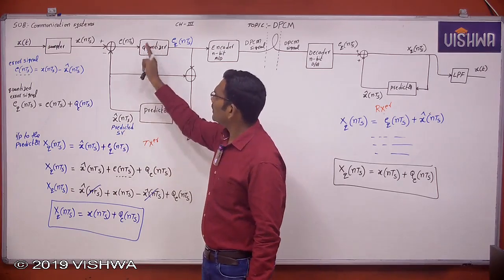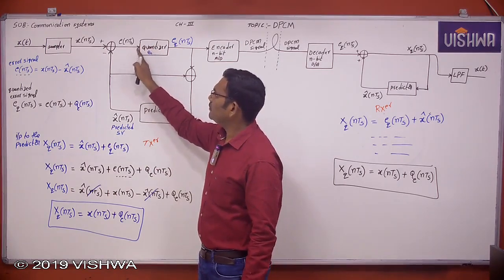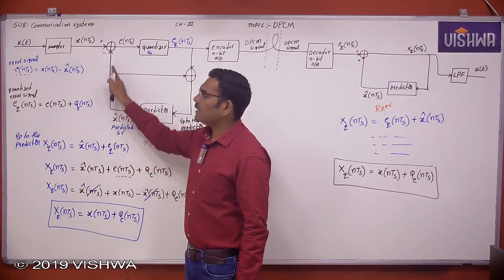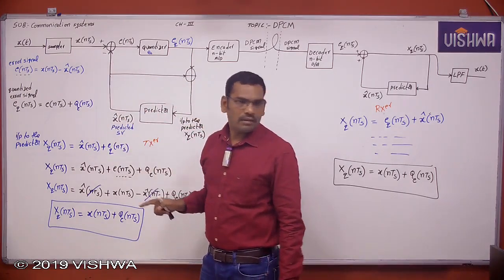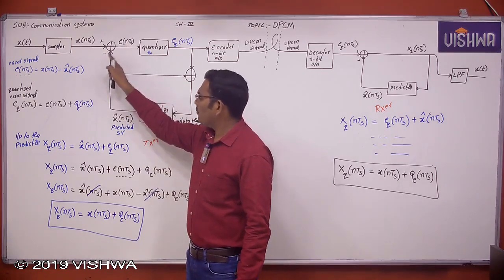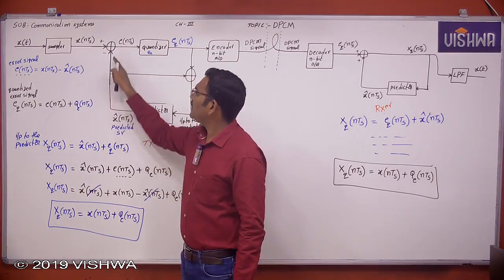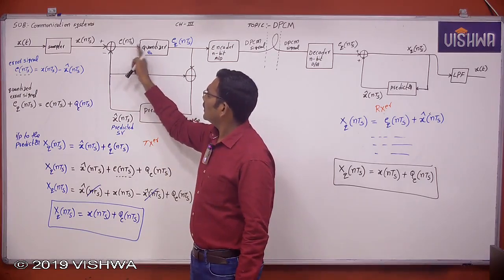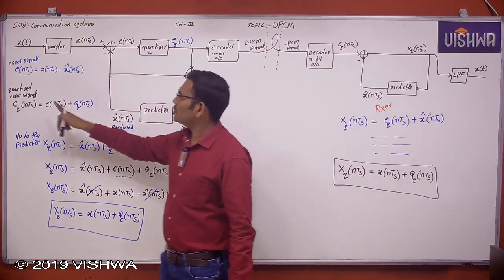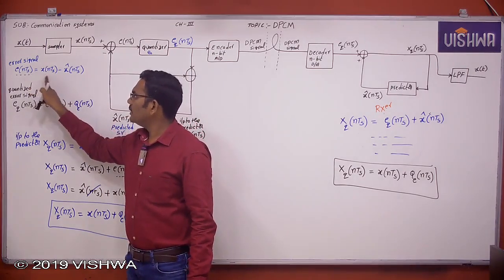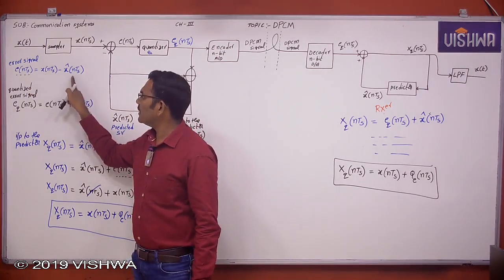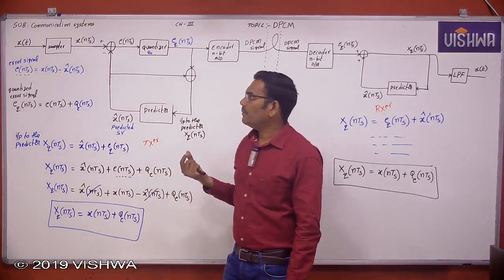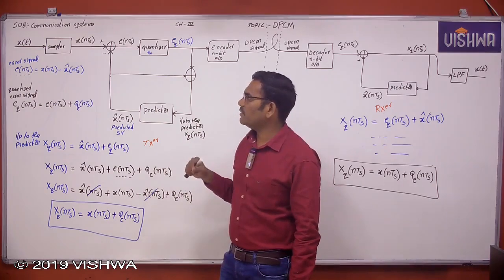So now what is the input to the quantizer? The input to the quantizer is the original sample value minus the predicted sample value. So this is the input to the quantizer. I just assumed the input to the quantizer, the original sample value minus the predicted sample value, is nothing but some error, the difference between the original sample value and the previous sample value.